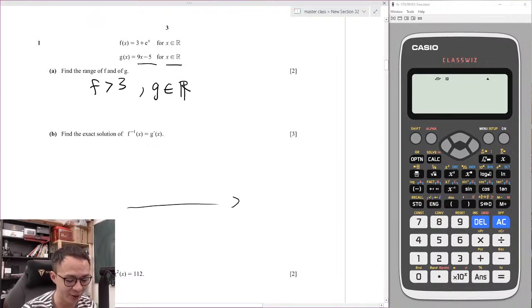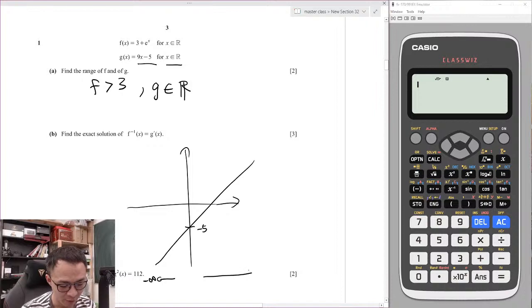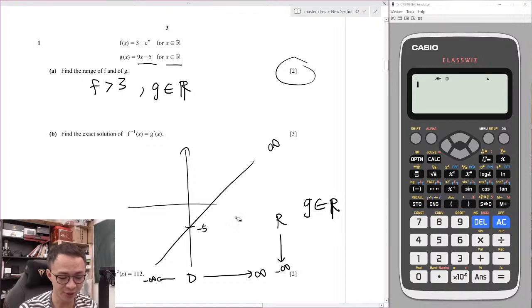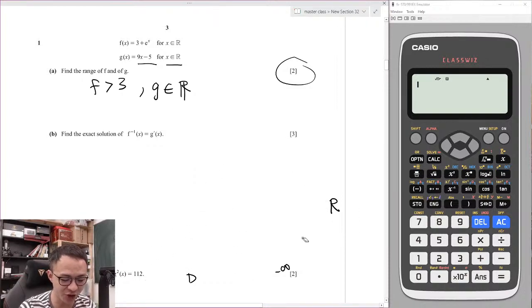If you ask me why this happens, I can just randomly give you an idea. Let's say you have this straight line passing through -5 here. The domain itself will be from negative infinity to positive infinity. Then the range at the same time will also be from negative infinity to positive infinity. Therefore g also is an element of the real numbers. This tests how much you understand domain and range. This is the function chapter. 2 marks, 1 mark for each.